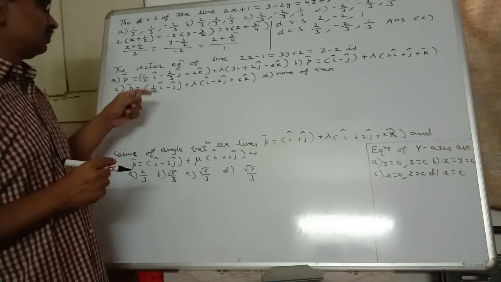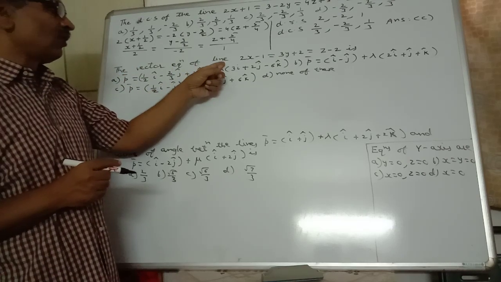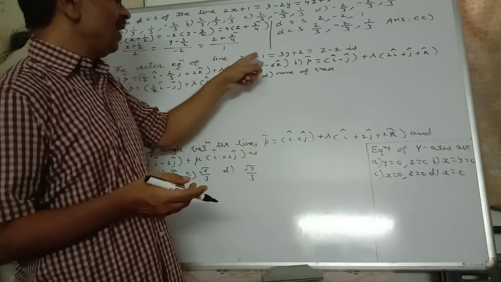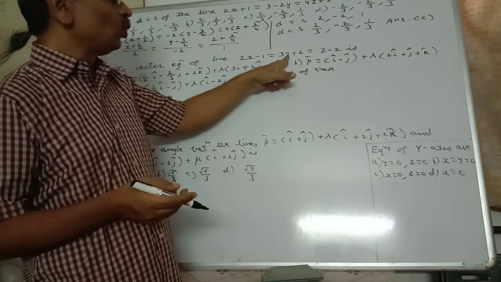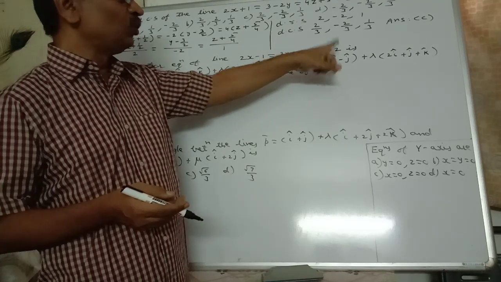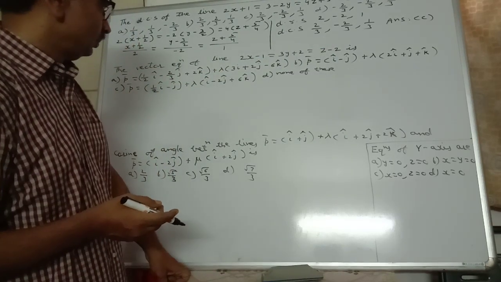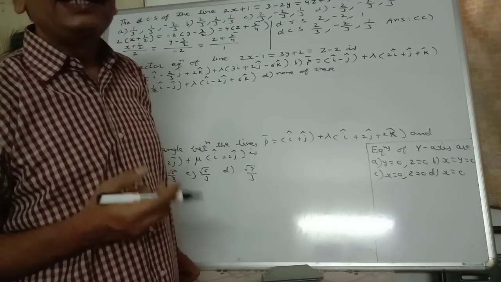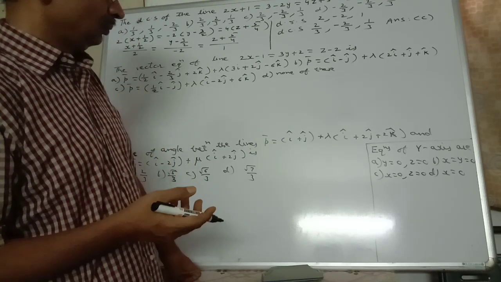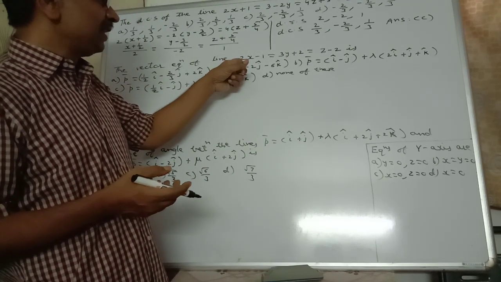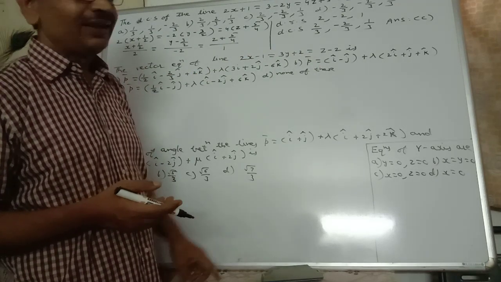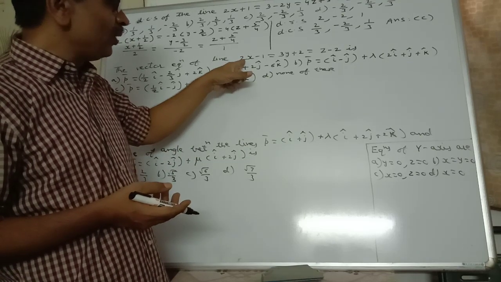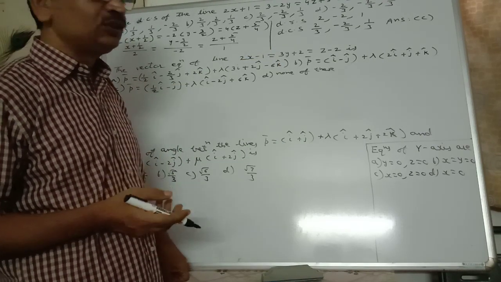Next example. We have to find the vector equation of a line, where the equation of the line is in Cartesian form: (2x - 1) = (3y + 2) = (z - 2). Now this equation, although it is in Cartesian form, is not in the required form. We want the coefficients of x, y and z as 1. Here the coefficient of z is already 1. We have to make the coefficients of x and y also equal to 1.